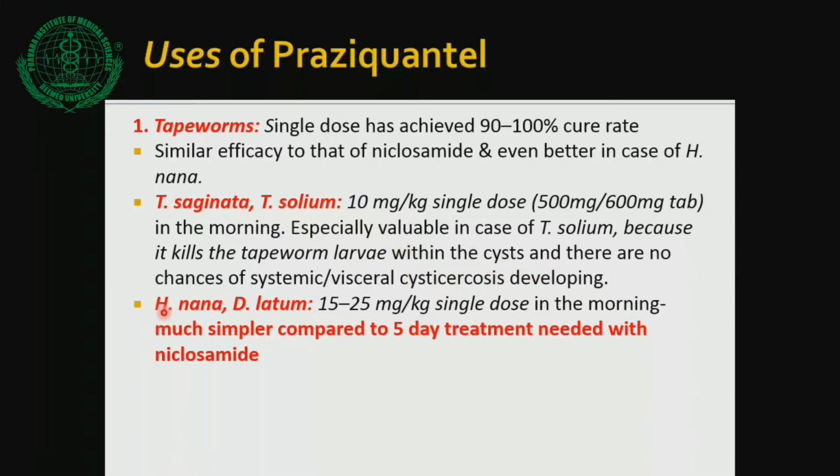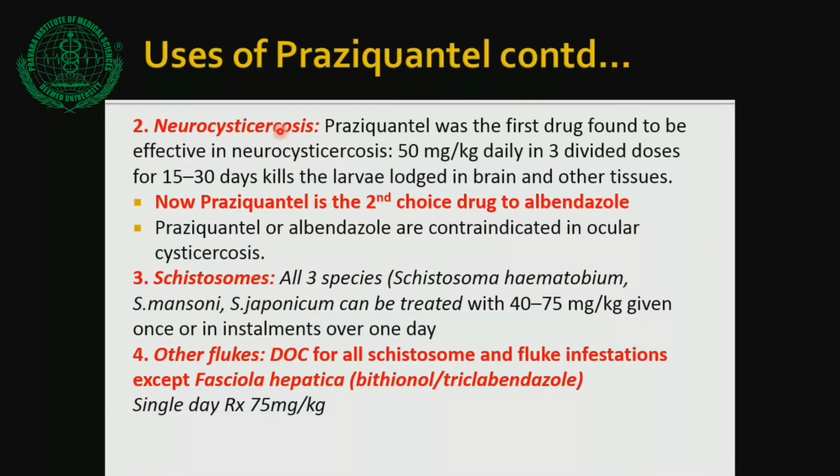While for Hymenolepis nana and Diphyllobothrium latum, there is a single dose in the morning, but it is quite a high dose, 15 to 25 mg per kg. Here it is 10 mg per kg, here it is 15 to 25 mg per kg. So the first use is tapeworms, all these 4 tapeworms, and the second is neurocysticercosis. Praziquantel was the drug of choice previously, but now it is the second choice drug to Albendazole. We will see in the coming slide.